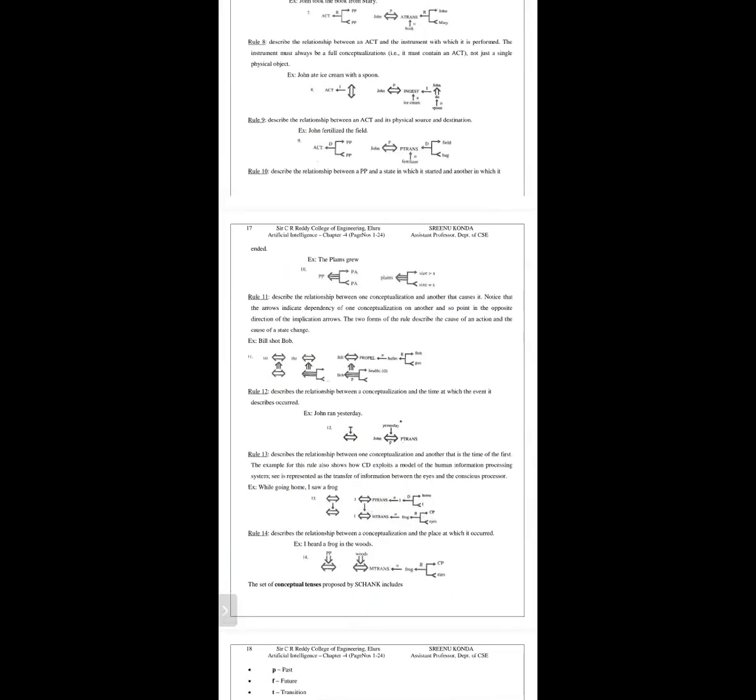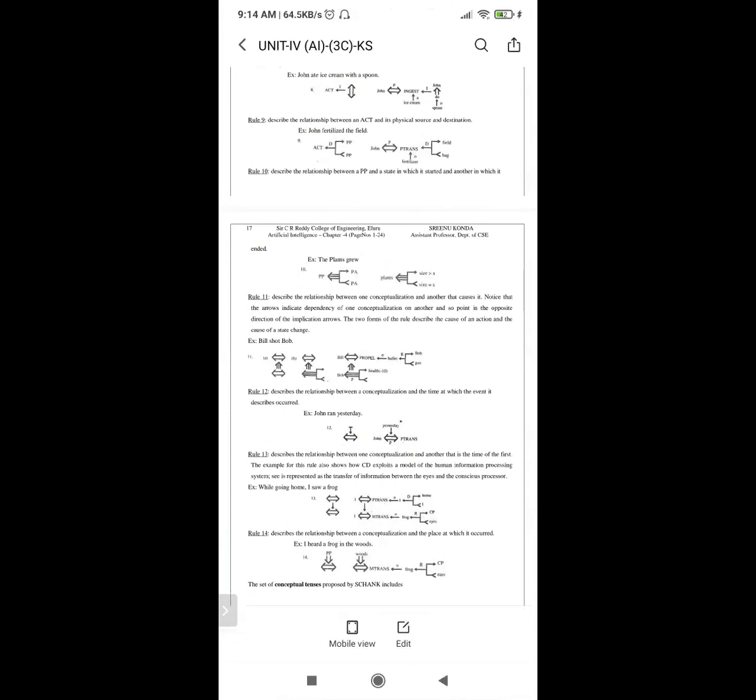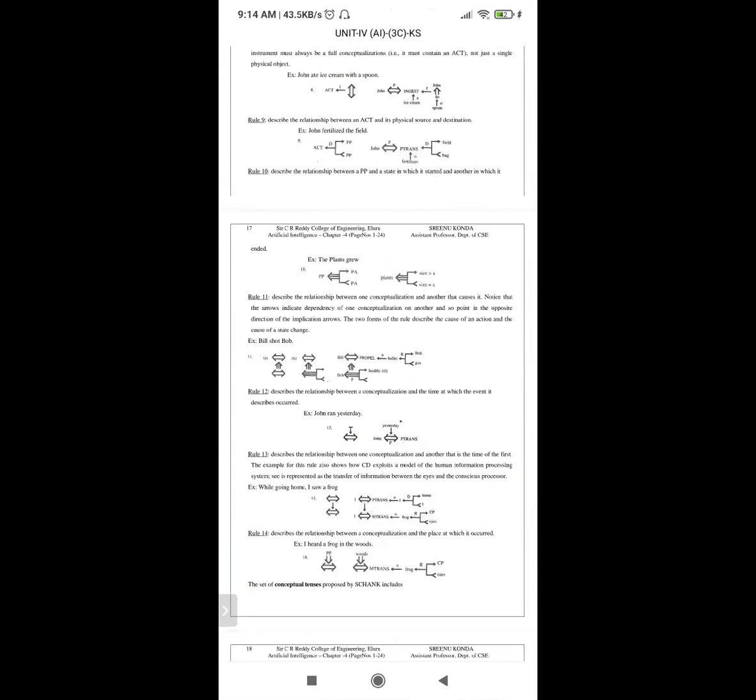It describes the relationship between a conceptualization and the time at which the event it describes occurred. Okay, for example, John ran yesterday. This is between the conceptualization and the event. Okay, John ran yesterday. So here I arrow, double arrow. This means John.